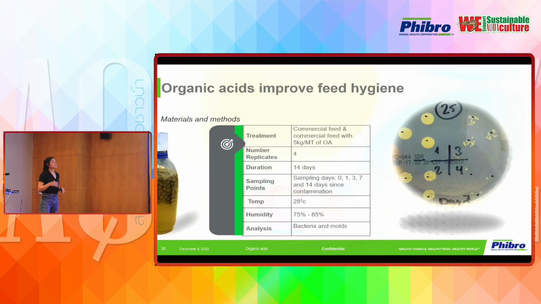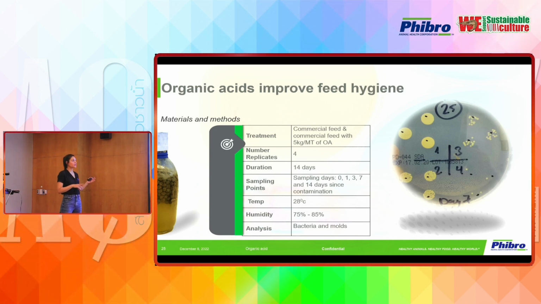Now, organic acid improved feed hygiene. This is not the core of this product, but I always think that it's a really nice addition. In this trial, we took a commercial feed, and we added 5 kg per metric ton of organic acid.